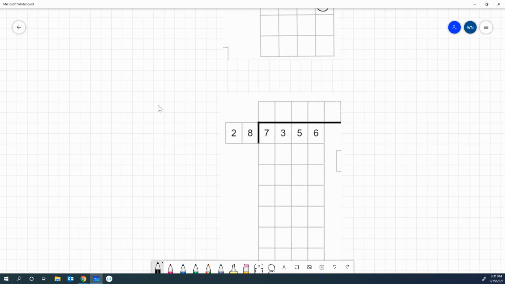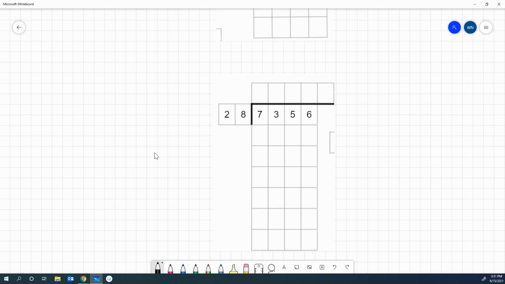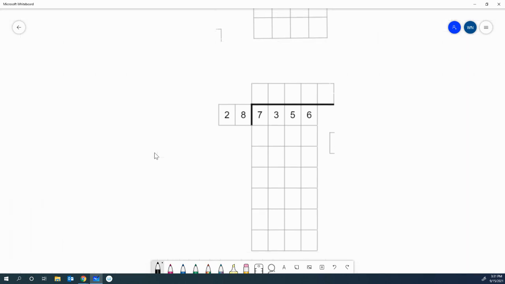Let's do another one. 28 is our divisor. 7,356 is our dividend. Does McDonald's sell burgers? Divide, multiply, subtract, bring down. Let's divide. 7 divided by 28. 28 can't go into 7. Not going to put anything there.